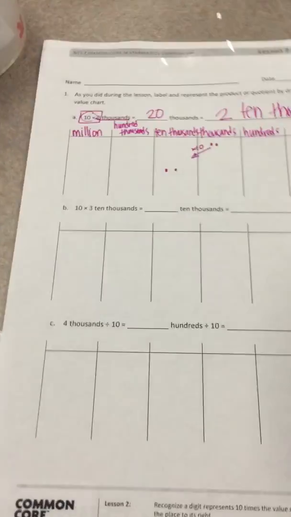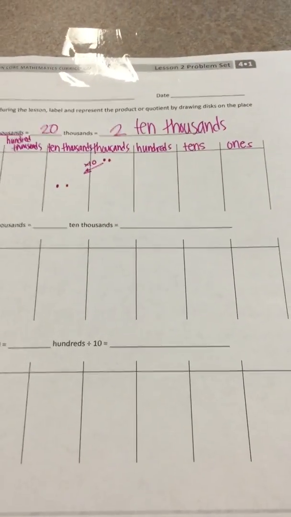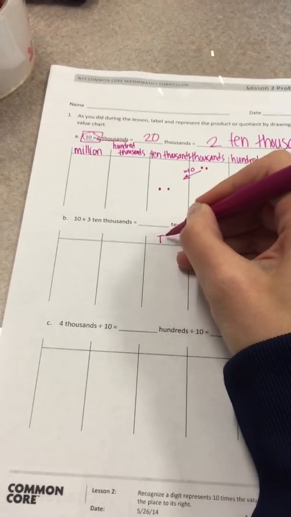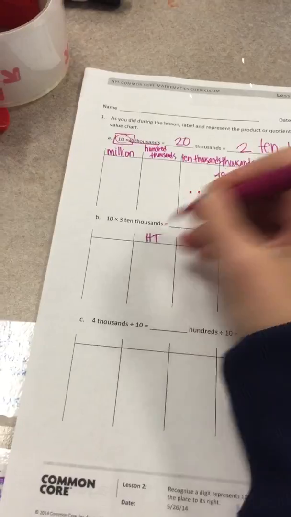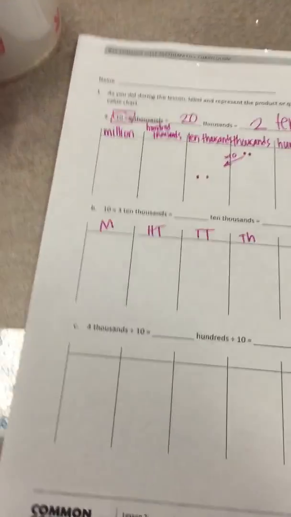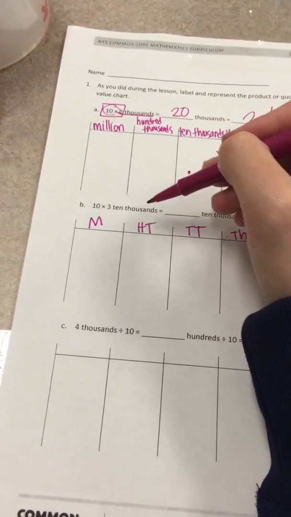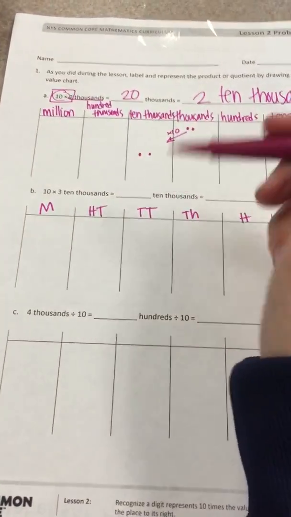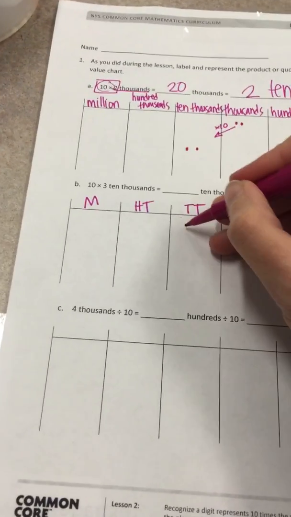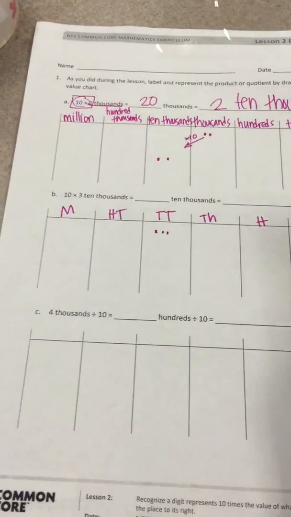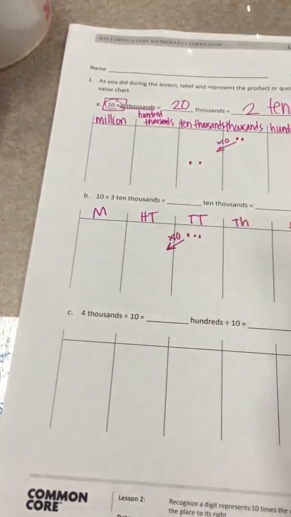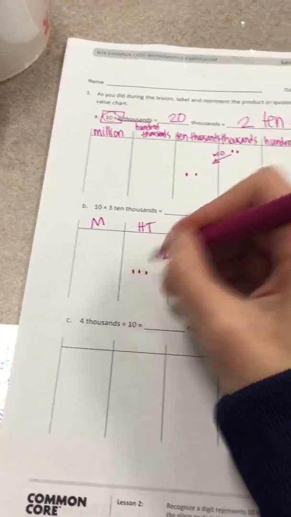Let's do the next one. Now we have to label our place value chart. This time we can use abbreviations. 1, 10, 100, thousands, 10,000s, 100,000s, millions. 10 times 3 10,000s. Okay, 10 times. Okay, so I'm going to go this way. 3 10,000s. Here's my 10,000s. I'm going to put 3. 10 times as many. Okay, I know multiplication. I go bigger. Times 10, I move my 3 into here.